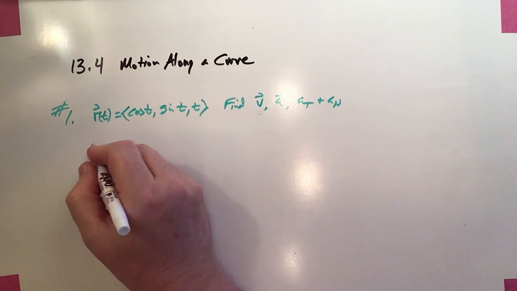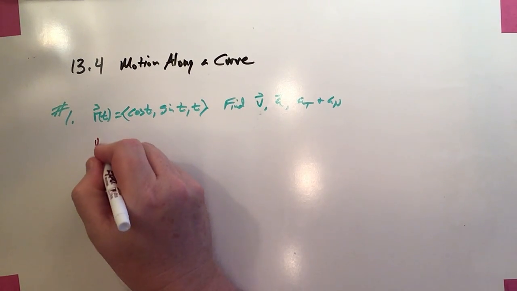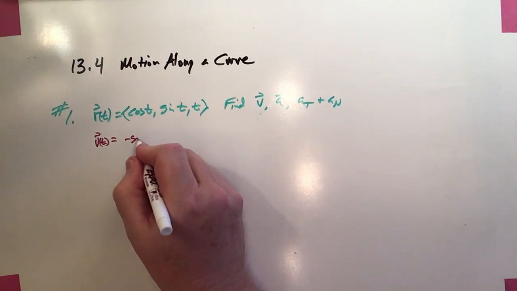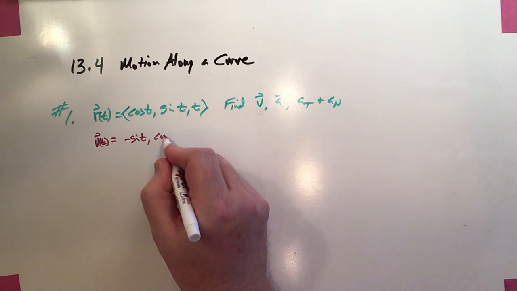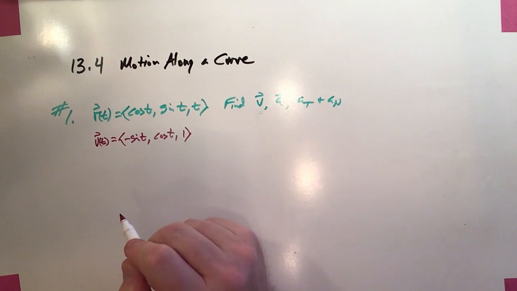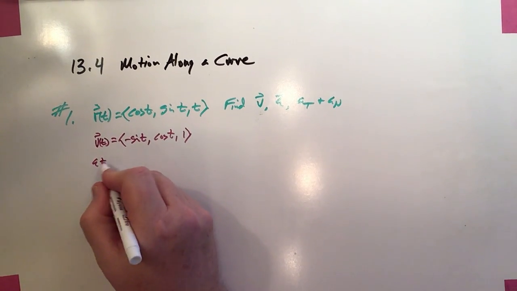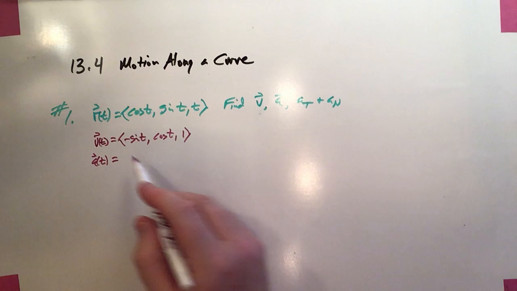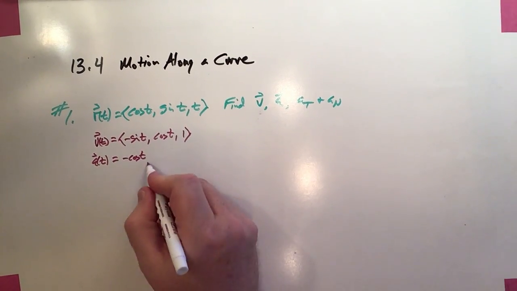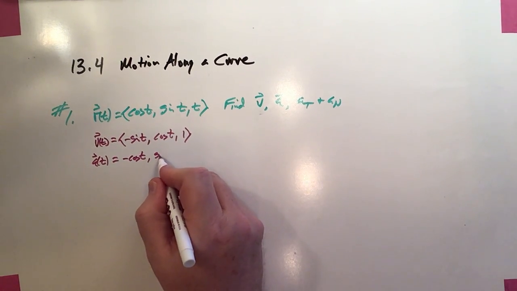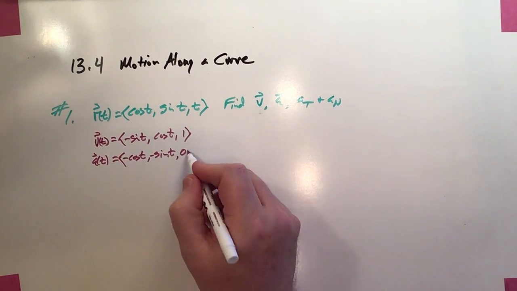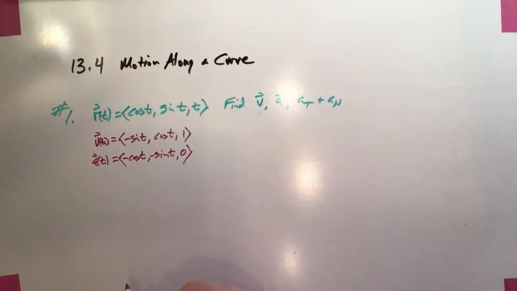Okay, so the first derivative of r is v of t. So that answers the first question, and that's going to be negative sine of t, cosine t, and 1. So there's the velocity curve. Of course, the next derivative of that is going to be the acceleration curve. The derivative of negative sine is negative cosine of t. The derivative of cosine is negative sine of t, and 0. So there's the overall acceleration curve. So there's the answer to the first two parts.